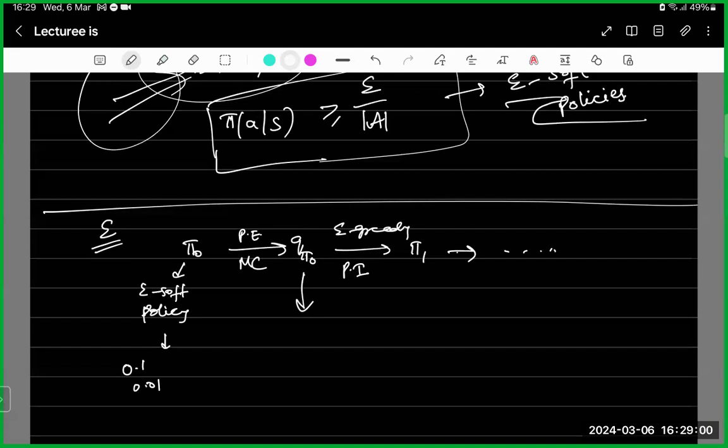So if you do approximate policy evaluation, that's called generalized policy iteration. If you do the full policy evaluation, then it's called policy iteration. Generalized policy iteration refers to approximately estimating v pi naught or q pi naught, and then you immediately improve your policy. And then again, you estimate approximately v pi 1, then again you improve.